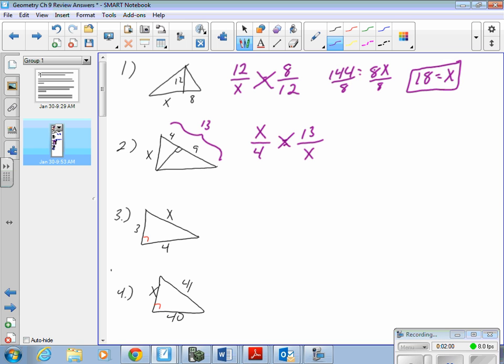So then we cross multiply. It's going to give us x squared equals 52. And to solve for x, we take the square root of both sides. And so x is going to equal, we can simplify that down to 2 square roots of 13. Or that would be somewhere about 7.2 if you put it as a decimal.